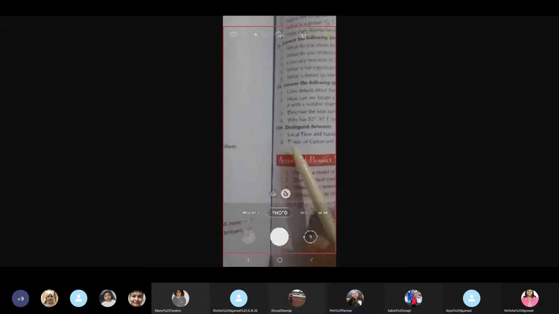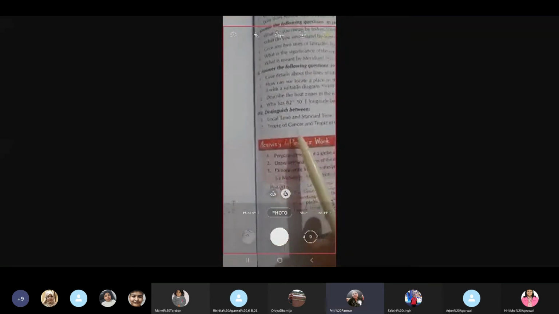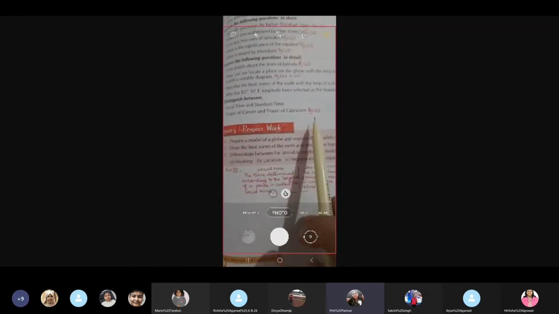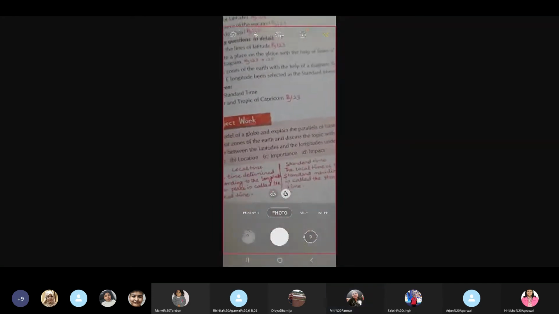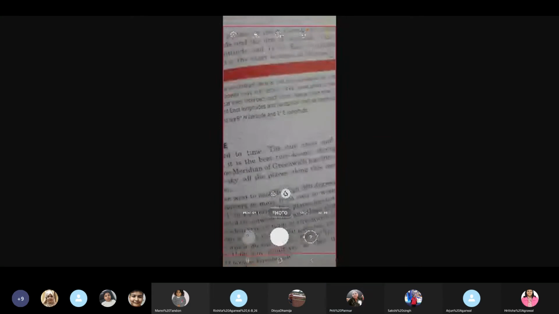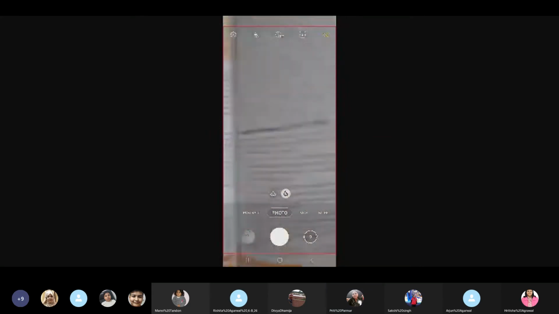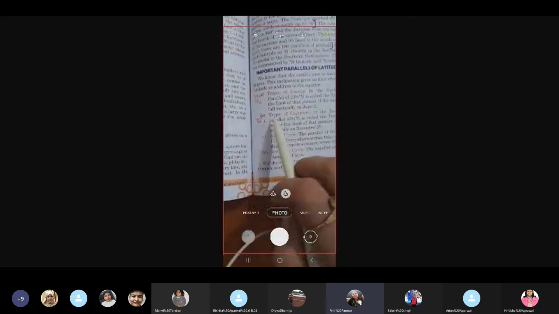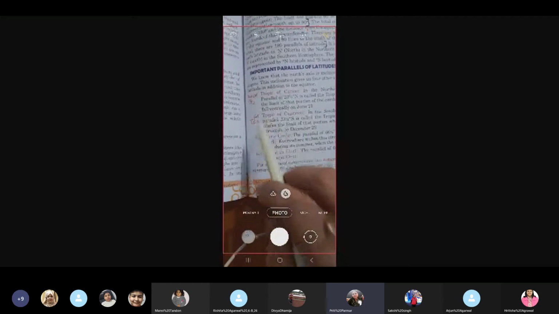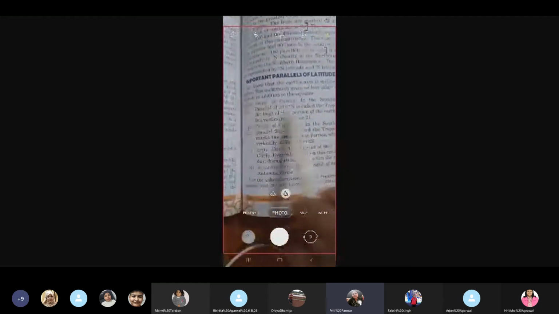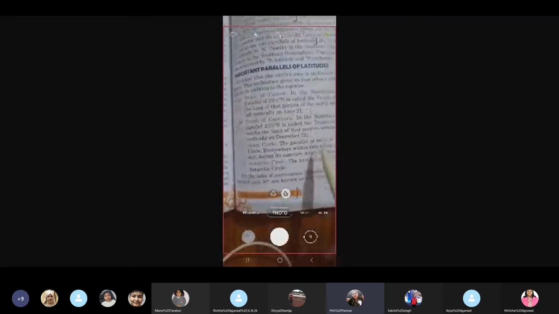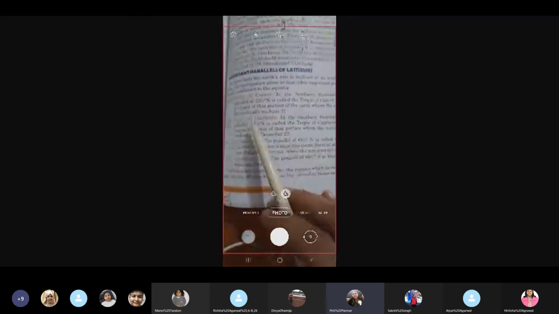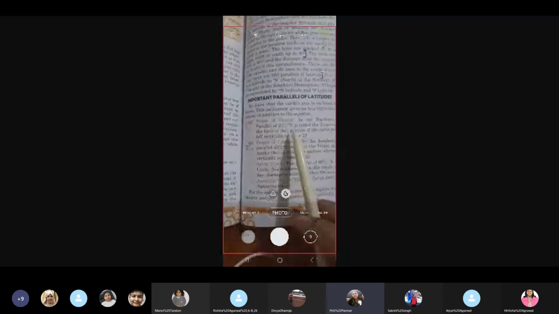Coming to 8.2. Tropic of Cancer and Tropic of Capricorn. Write the page number, page 123. You will put a tick mark on Tropic of Cancer. You will put a tick mark on Tropic of Capricorn. And please see that you write Tropic of Cancer, then draw a line, and on the other side you write Tropic of Capricorn. Now, what do you write under Tropic of Cancer?